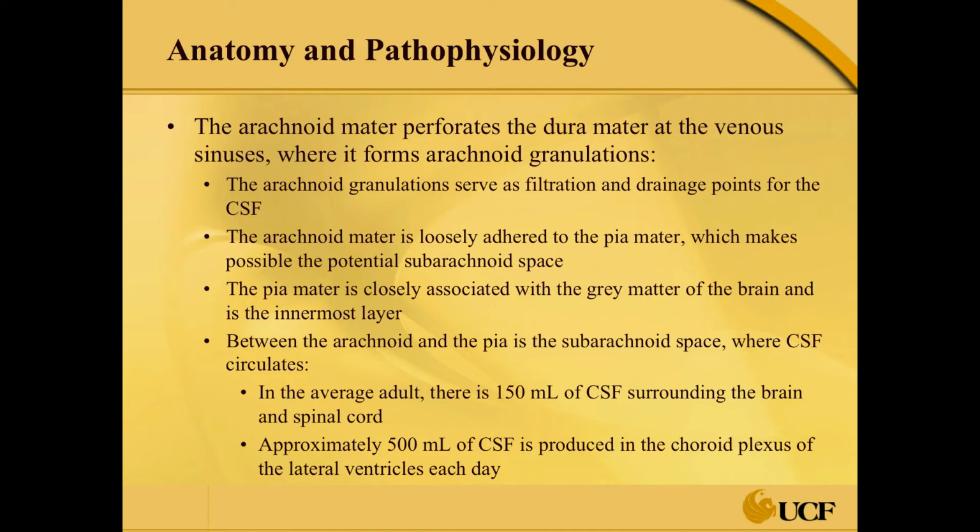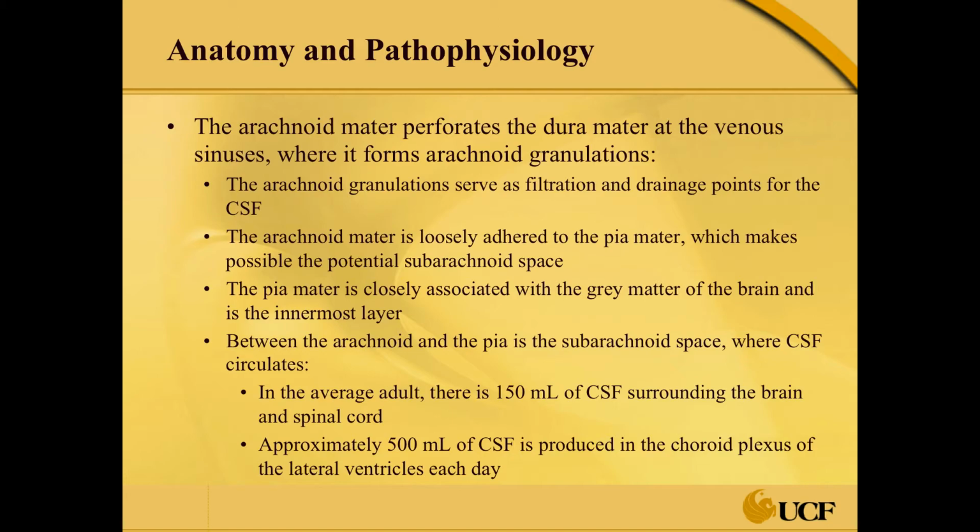The arachnoid mater perforates the dura mater at the venous sinuses, where it forms arachnoid granulations, and these serve as filtration and drainage points for the CSF. The arachnoid mater is loosely adhered to the pia mater, which makes possible the potential subarachnoid space, and the pia mater is closely associated with gray matter of the brain and is the innermost layer. Remember that the pia mater is the soft mater. It's the softest layer of tissue. So between the arachnoid and the pia is the subarachnoid space, and that's where our CSF circulates.